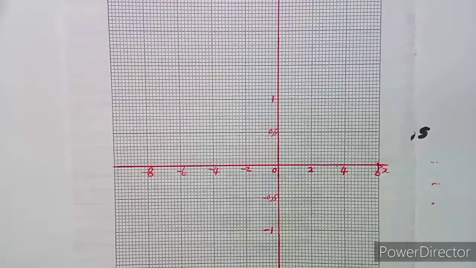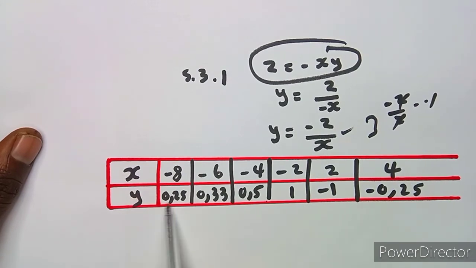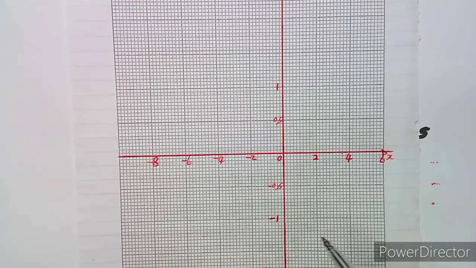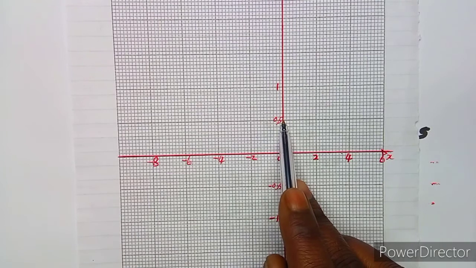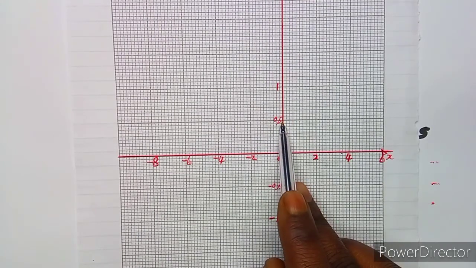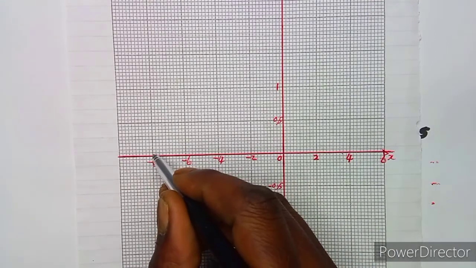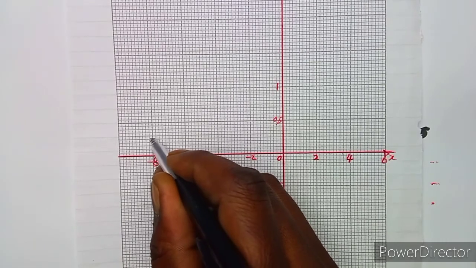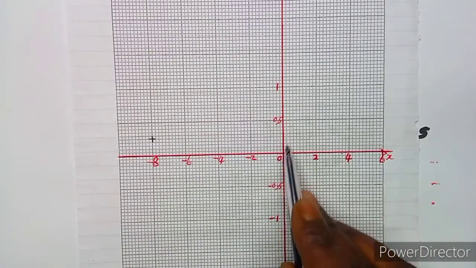All right, so you just need to mark minus 8 for x and y, which is 0.25. So here, as I can see, I have made this whole box to be 0.5, which means 0.25 is half of what? 0.5. So I'm going to have it somewhere here, 1 2 3 4 5, half. So as for me, I'm going to have it in between these two boxes.